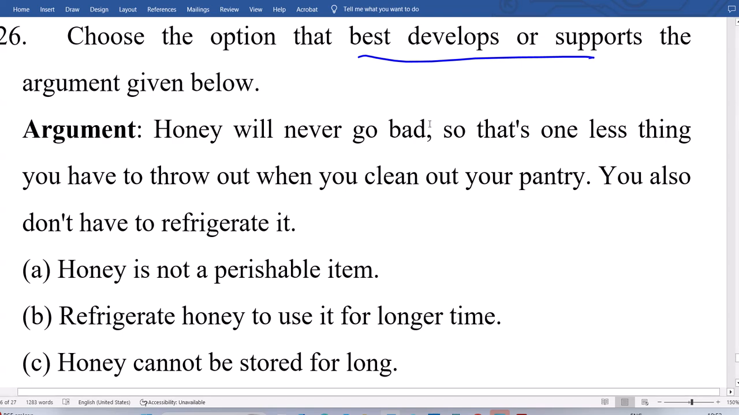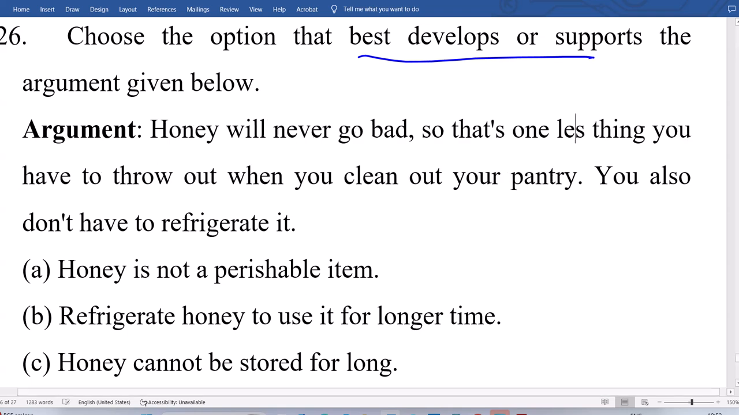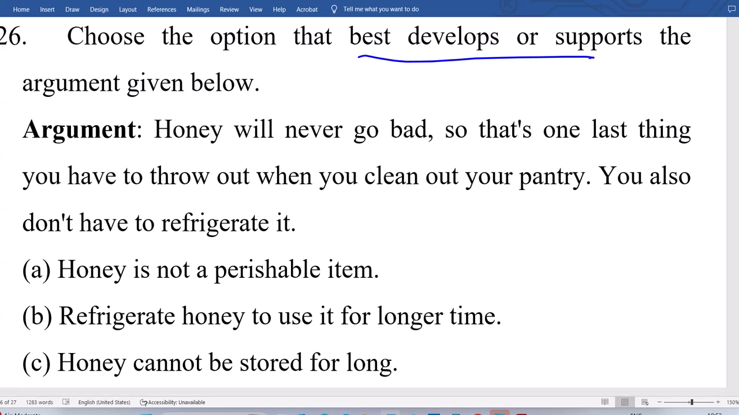This is one last thing, the last thing, so it is the one you can throw out last. Other things may expire or go bad earlier, but honey is not going bad earlier, and there is no need of a refrigerator as well. So that's what this argument or statement is supporting.